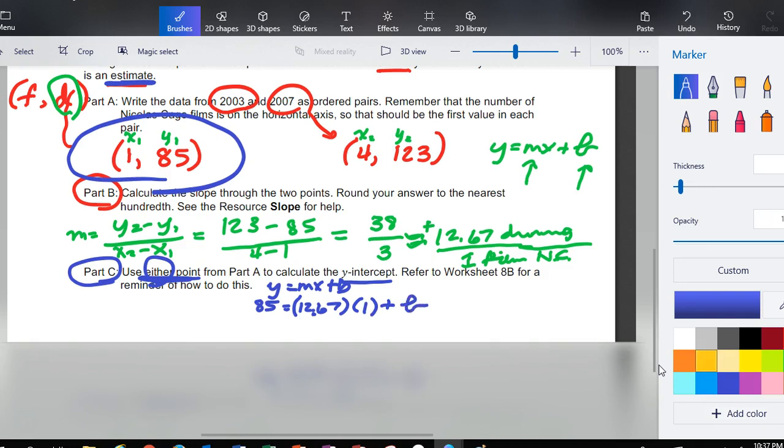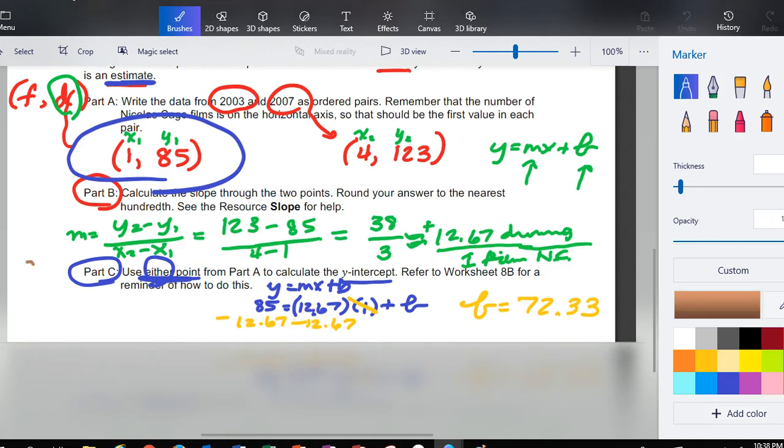I'm going to subtract this 12.67, because times 1, it's still 12.67, from both sides, and my intercept is going to be whatever 85 minus 12.67 is. Starting all over, 85 minus 12.67. And so we're finding out that our y-intercept is 72.33.